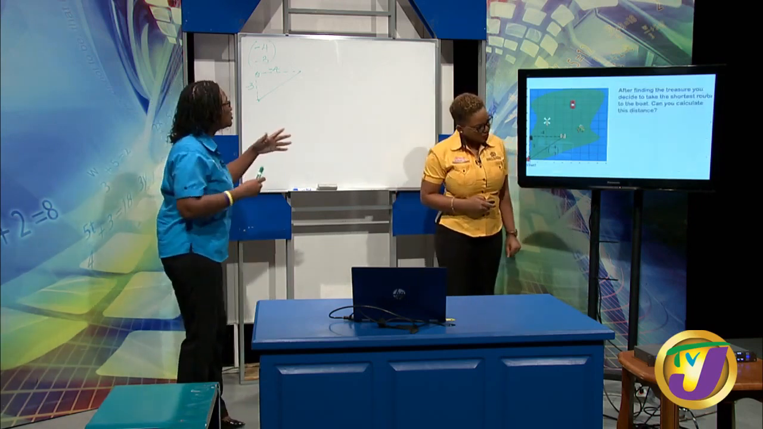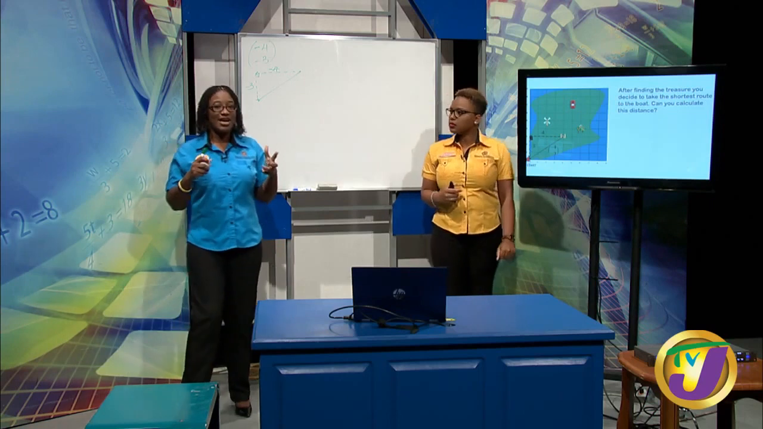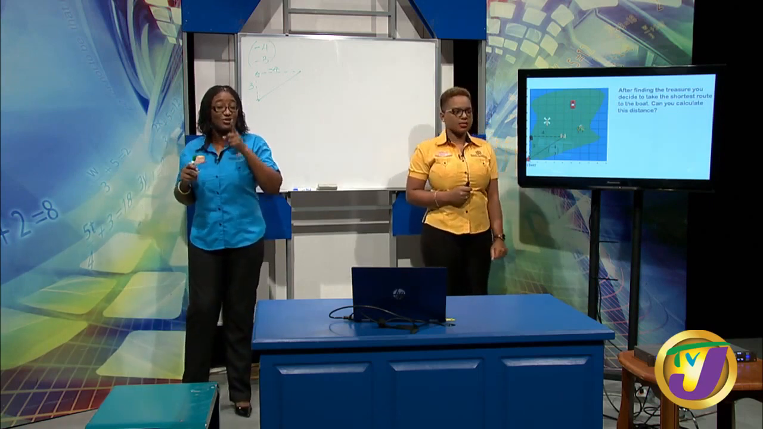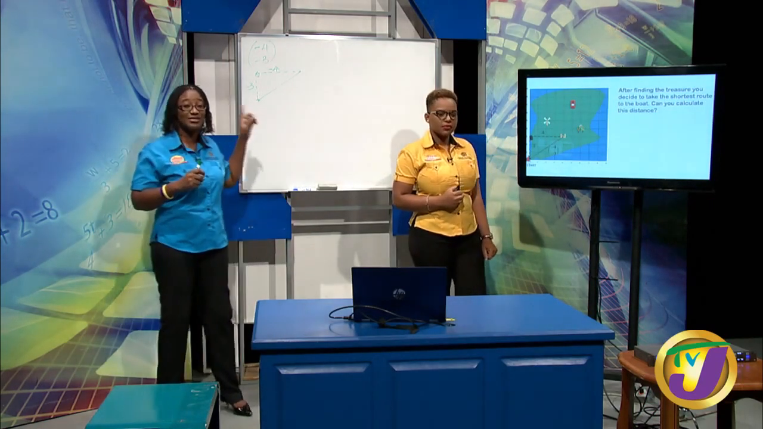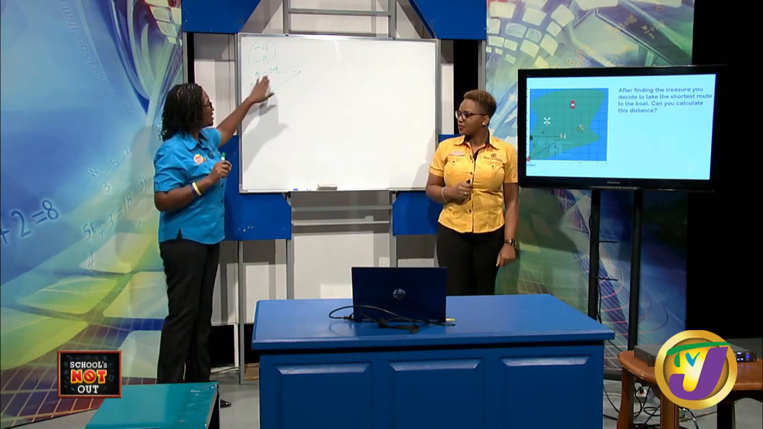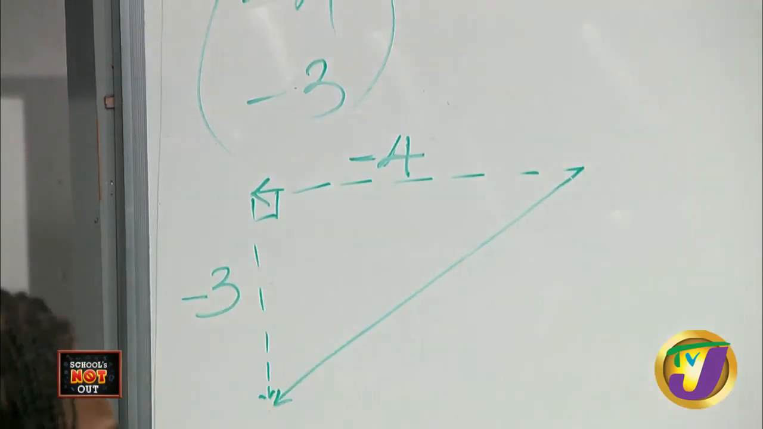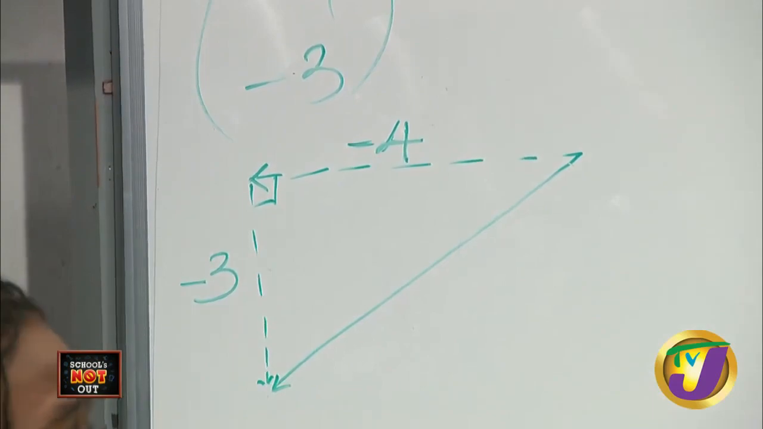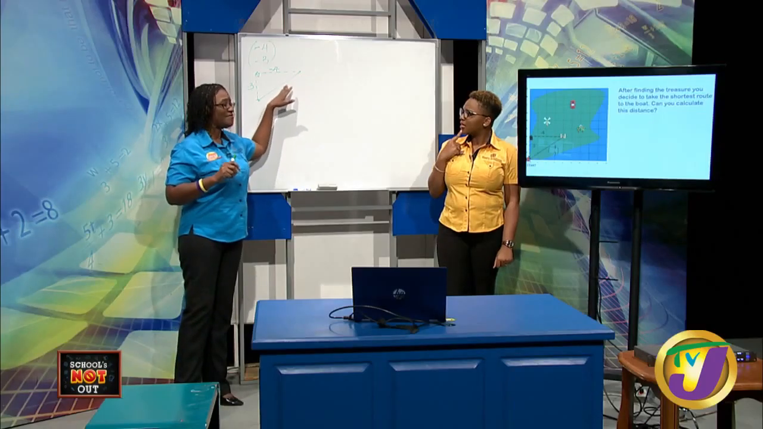I'm seeing a right angle triangle, and I want our students to think, because there must be a mathematical idea that comes to your mind whenever you see a right angle triangle, especially when you know these two components of that triangle and you're being asked to find the length of the hypotenuse. That's where we are, the length of the hypotenuse.